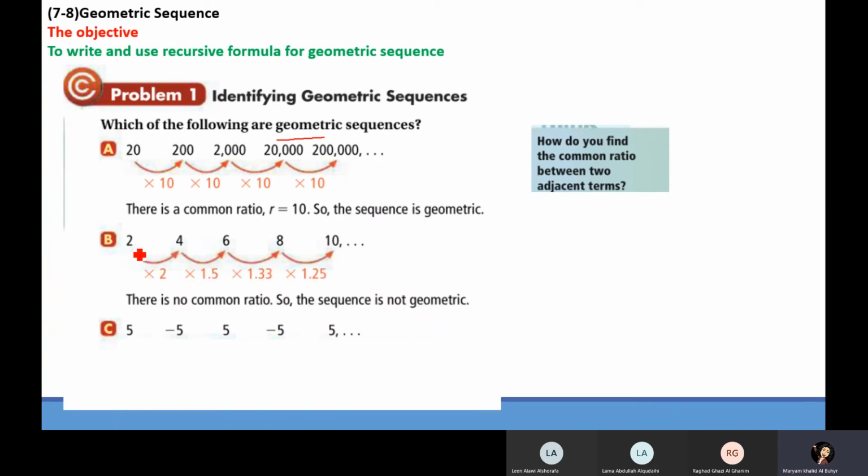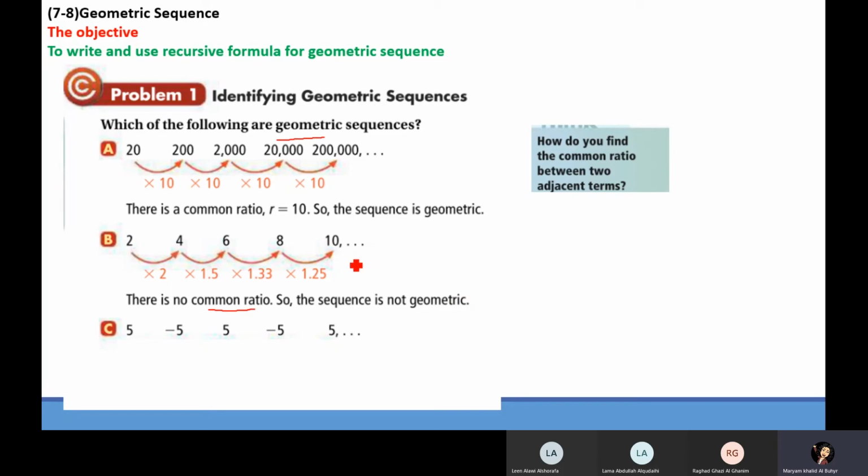So the next example, 2 times 2 is 4. Then if you multiply by 2 again, you won't get 6, you will get 8. If you multiply by 1.5, the common ratio is not constant. So there is no common ratio. If there is no common ratio, that means the sequence is not geometric.